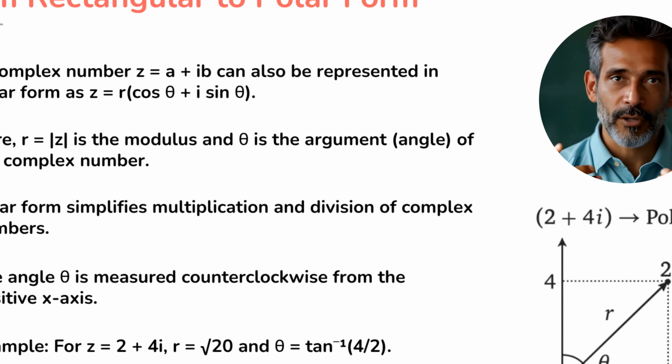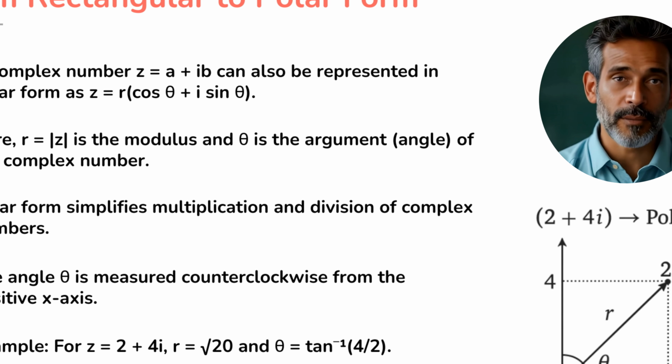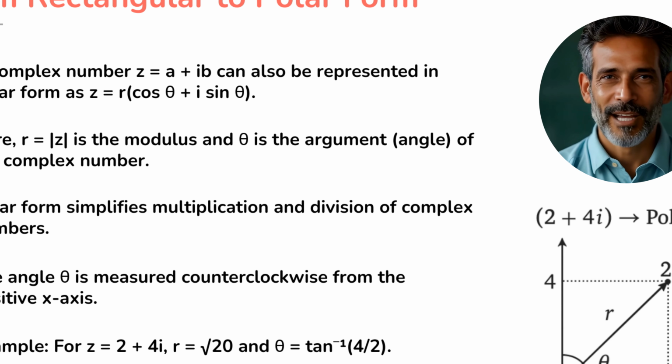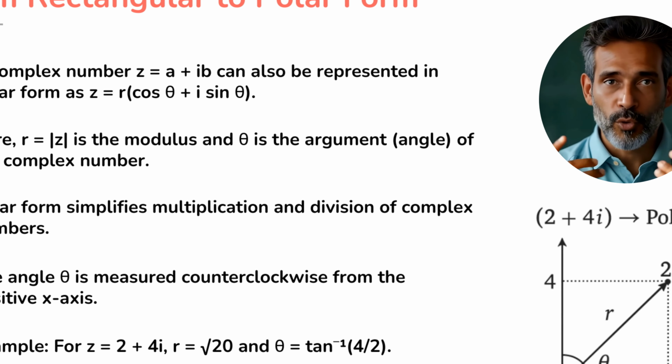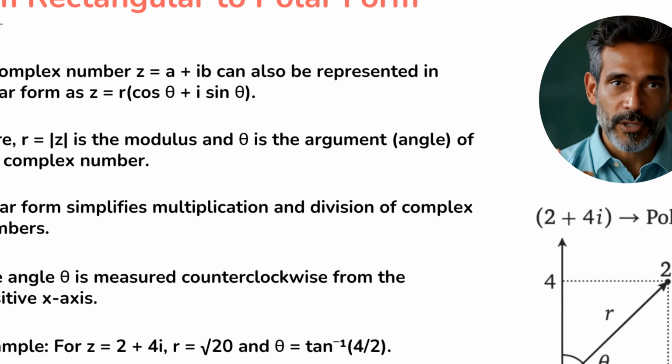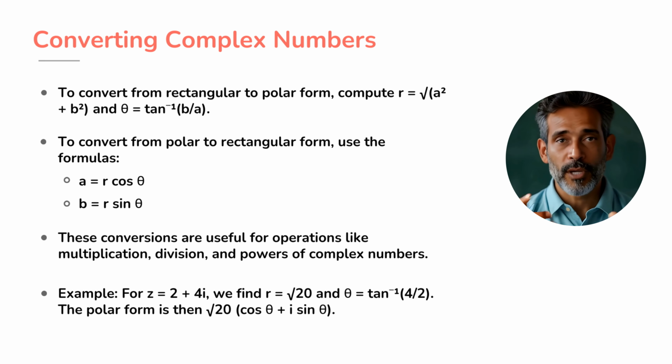The angle theta is always measured counterclockwise from the positive x-axis. For example, for z equals 2 plus 4 iota, the modulus r equals square root of 20 and theta equals tan inverse of 4 divided by 2. We can move between rectangular form and polar form.